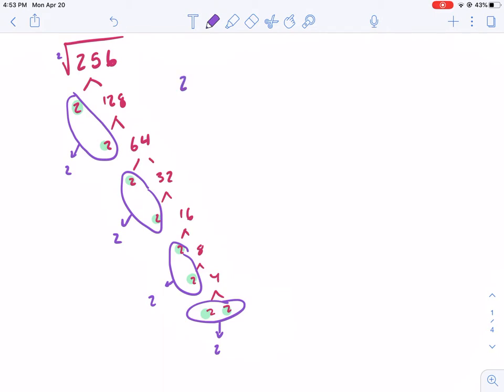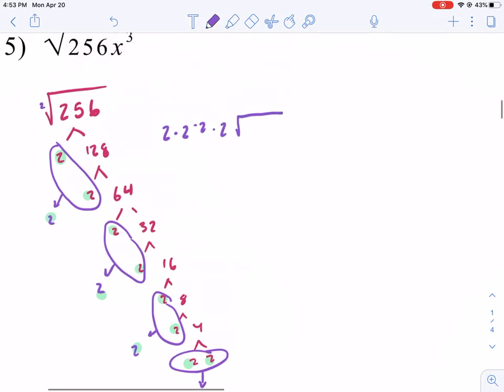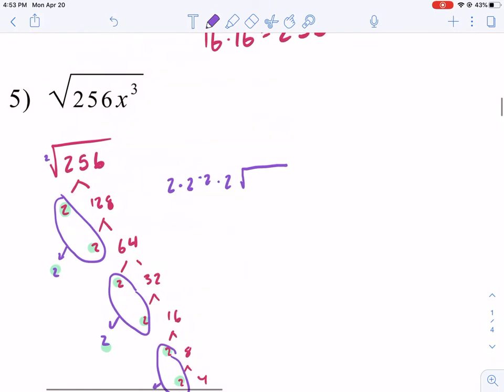So we have 1, 2 leave. You multiply it by another 2 that leaves. Multiply it by another 2 that leaves. And you multiply it by the last 2 that leaves. And then we have our radical. As we said, there are no numbers inside the radical because 256 was a perfect square. And as we find out, 2 times 2 times 2 times 2 is 16.